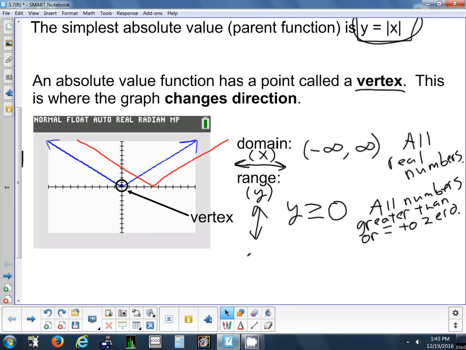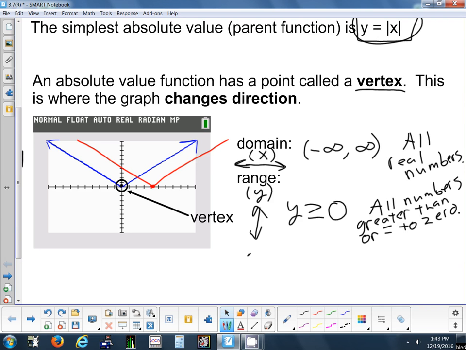What's the lowest value that it hits as you start heading down? How low does this red graph go? It's the lowest value it hits. Remember, on the y-axis. It hits 0. Okay, it hits it right here. Does it go any lower than 0? Nope. So did I change the range by sliding it left and right? No. The range was all numbers from 0 and up. It's still all numbers 0 and up.